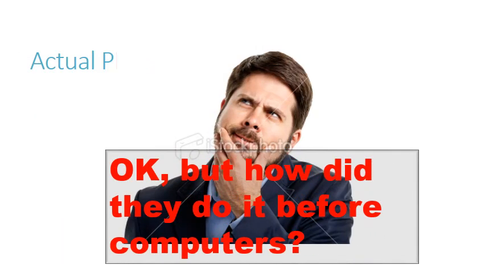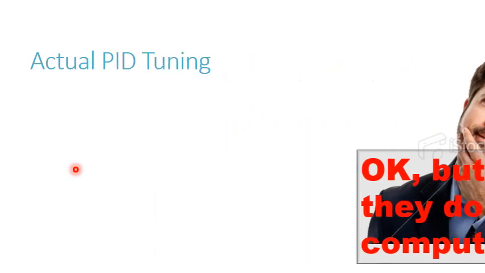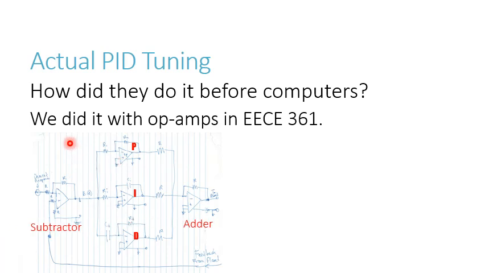Well, you might not be satisfied with that. You might say, okay, well, I know for sure that they were doing PID control before the advent of the computer, and they were using pneumatics and hydraulics to do it, so there has to be a way to tune these things. How did they do it back then if they couldn't just plug it into a variable and let the computer do the math? Well, we've actually done this at UBC in EC361.